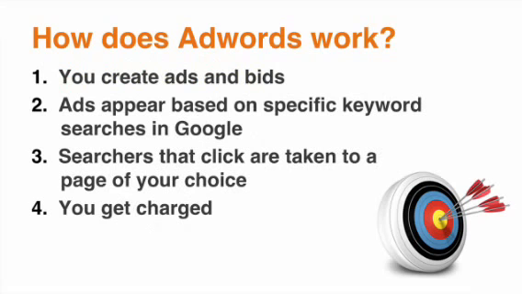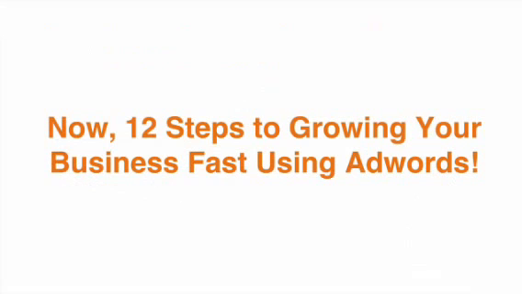So how does AdWords work? It's really quite simple. Step number one, you create these ads and put in your bids, what you're willing to pay per click. Number two, your ads will appear based on the specific keyword searches in Google that you've decided to target. Number three, the searchers that click are taken to a page of your choice. And number four, you get charged. That's just a simplification of the system, but that's generally how it works. It's nice and simple and pretty easy to understand. So now let's jump into the 12 steps to growing your business fast using AdWords.